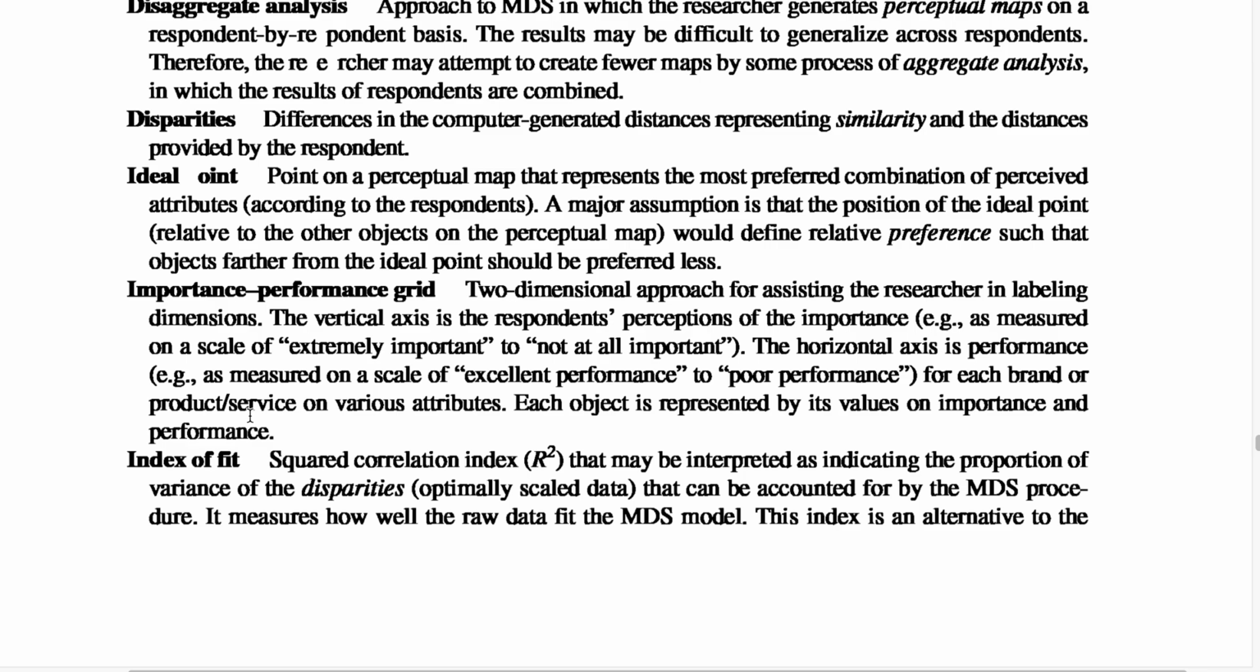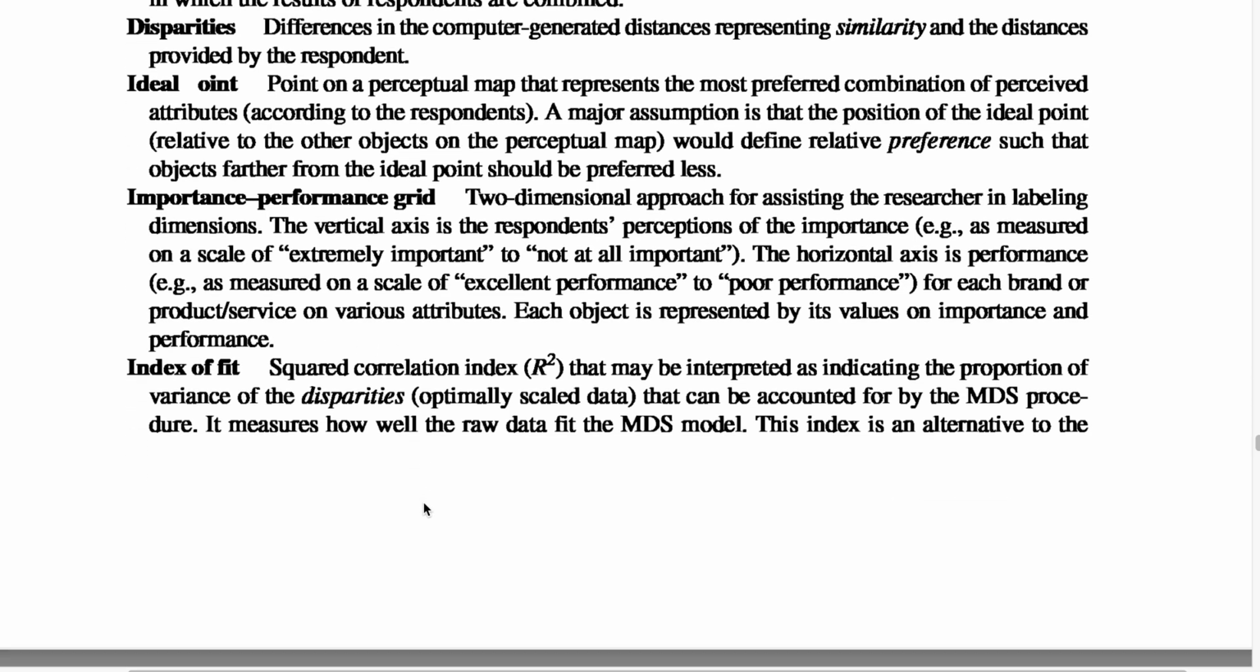Disparities differences in the computer-generated distances representing similarities, and the distances provide the respondent either the point of perceptual mapping that represents the most preferred combination of perceived attributes according to the respondent. A major assumption is that the position of the ideal point relative to other objects on the perceptual map would define relative preferences, such that the object further from the ideal point should be preferred less.